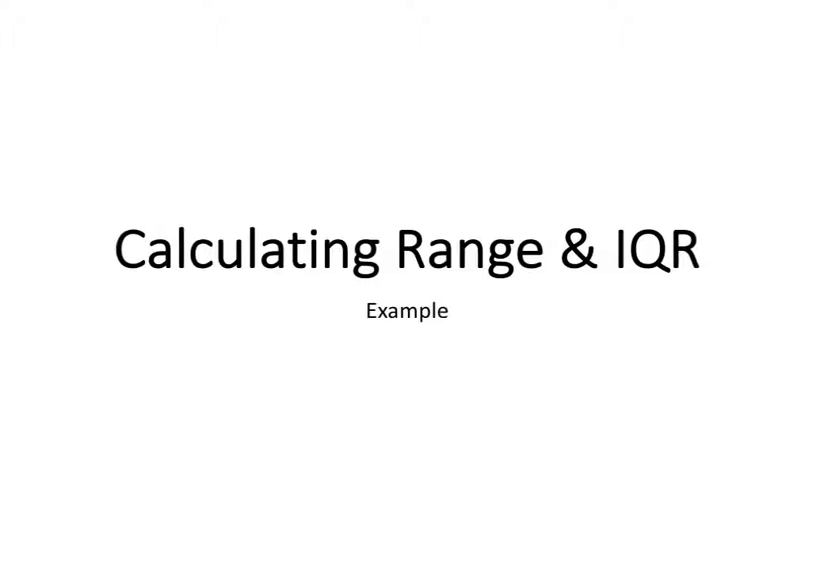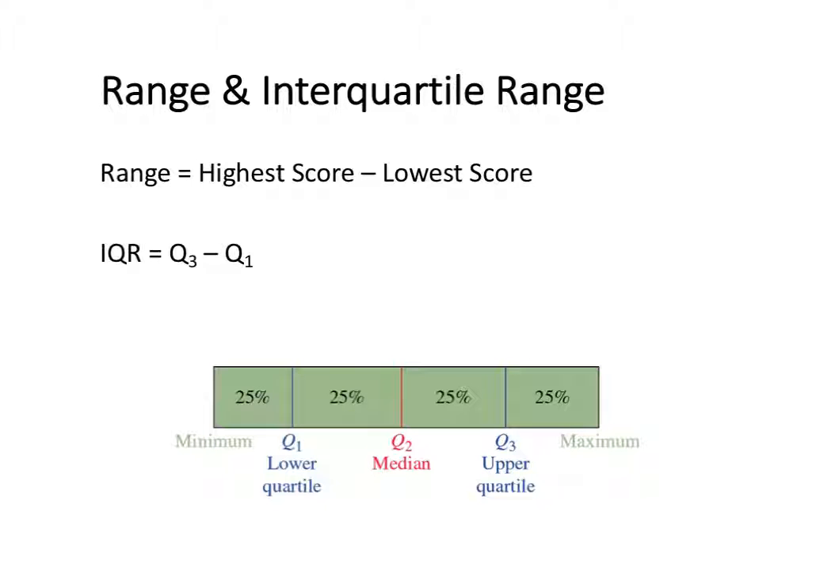In this video, we're going to have a look at an example of how to calculate the range and interquartile range of a data set. Now the range is calculated using the formula highest score minus the lowest score, which is the maximum score minus the minimum score. And the interquartile range is quartile 3 minus quartile 1. Remembering this finds the middle 50% of the data, or the spread of the middle 50% of the data.